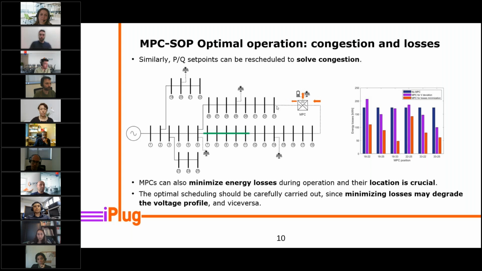So let's take the example of the location 1822. In this case, the losses increase with respect to the case without multiport converter when we want to minimize voltage. So the operator should operate soft open points carefully based on their objective functions and knowing that this could affect other technical parameters of the grid.